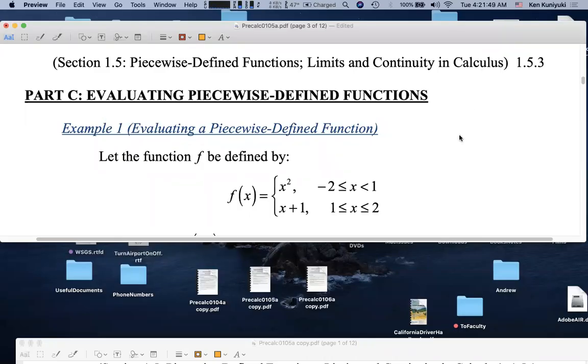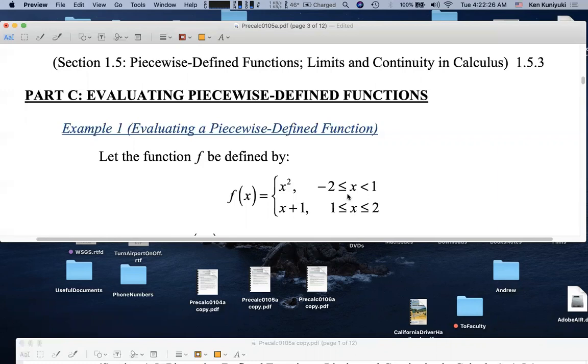Hi everyone, let's evaluate this piecewise function on various values of x. Example 1: let the function f be defined by the following piecewise definition. F of x equals x squared if x is between -2 and 1. X could be -2; we have a weak inequality here. And f of x equals x plus 1 if x is between 1 and 2 inclusive, including the endpoints x equals 1 and x equals 2.